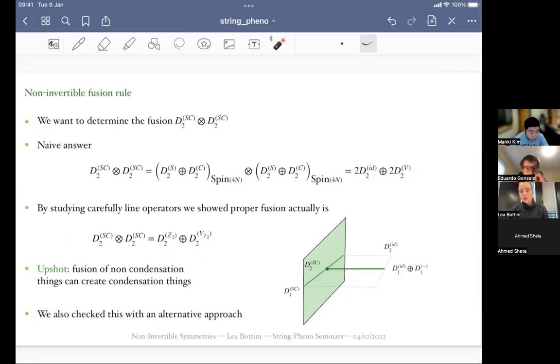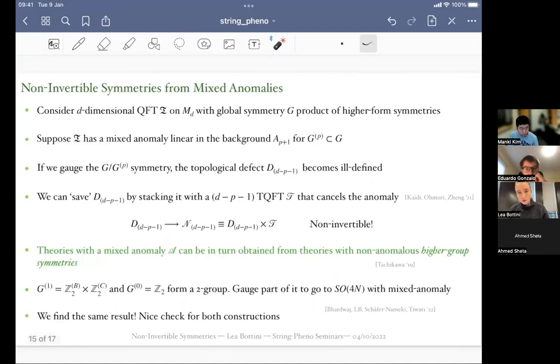So the upshot is that you can fuse 2 non-condensation defects, and their fusion can create condensation defects. And this example is nice because you can also check it with an alternative approach, which is based on mixed anomalies, which, okay, I don't think I will have time to explain, but essentially using this, you obtain exactly the same result, which is a nice check for both constructions.